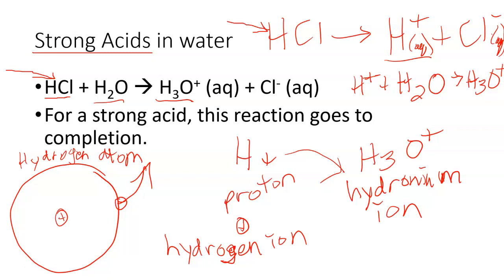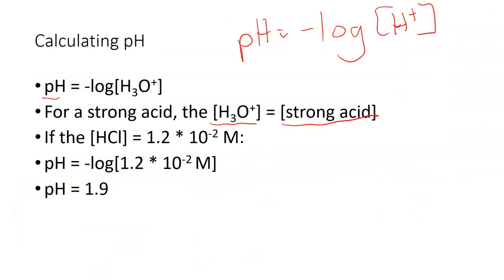Notice that there's no coefficient here, so it's a 1 and a 1. So these are mole ratios, just like we do in any other balanced equation. For every 1 hydrochloric acid, I get 1 H3O+. So these are going to be equal values. You can prove that to yourself by doing a mole-to-mole calculation. So our concentration of H3O+ is going to be equal to our concentration of our strong acid.